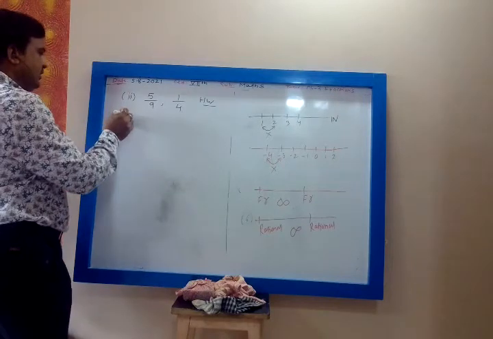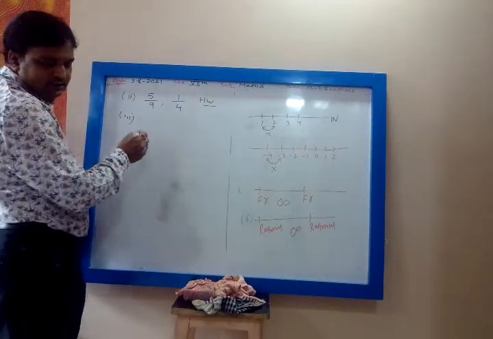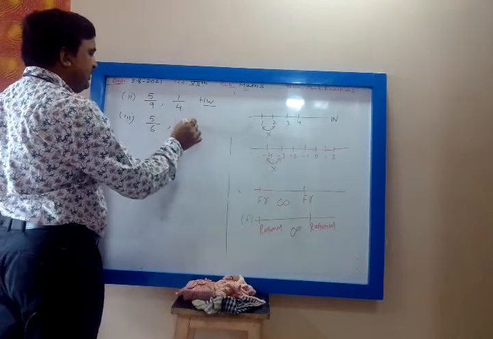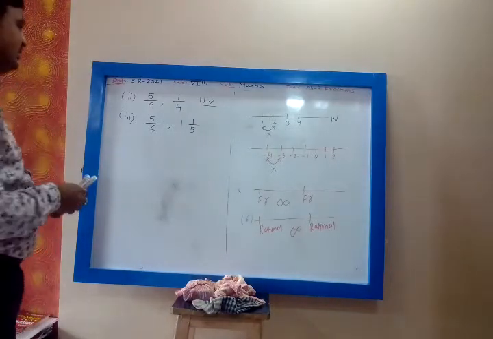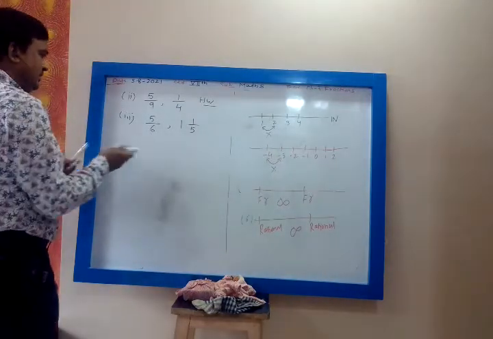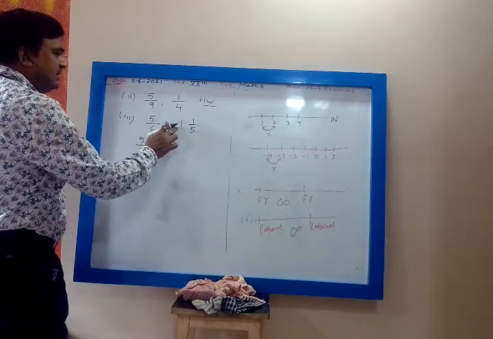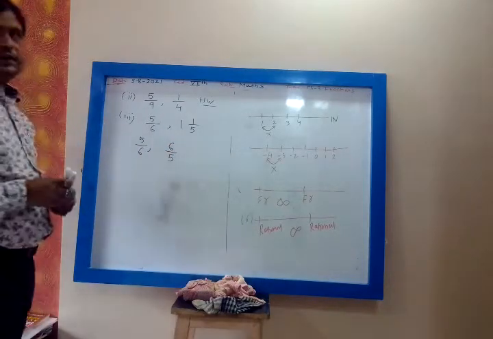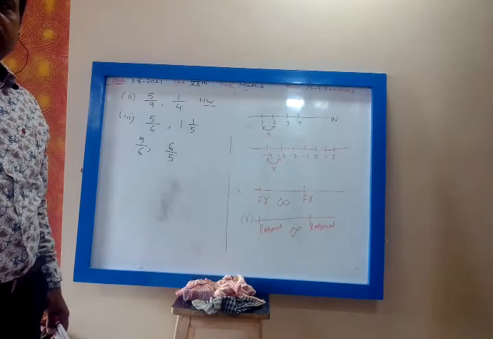Now the third one, the ninth one: 5 by 6 and 1 is to 1 by 5. So what can you write for this? Tell me. 5 by 6, and 1 is to 1 by 5 is 6 by 5. Yes. Now insert two numbers between them.